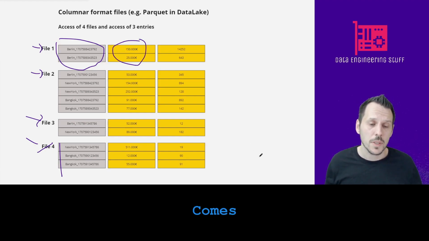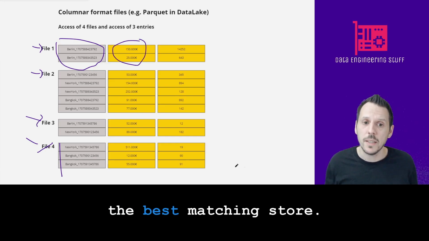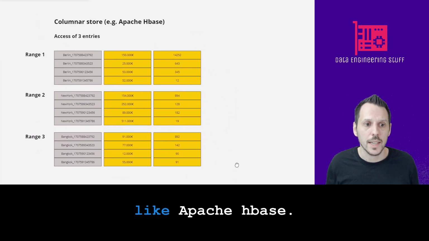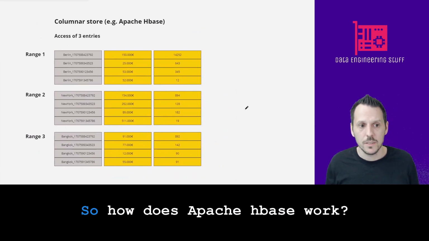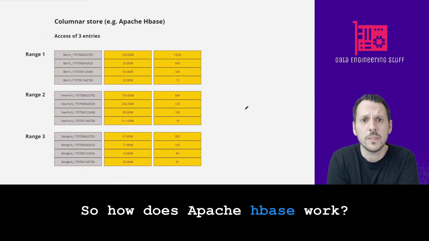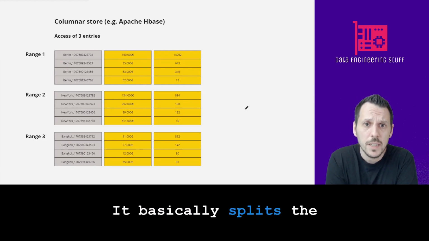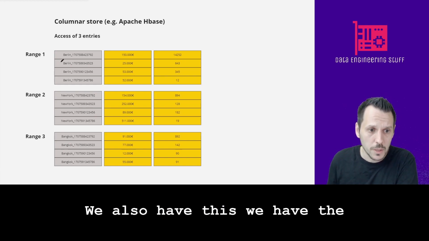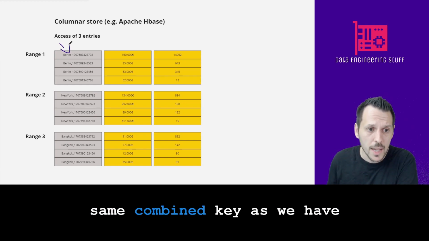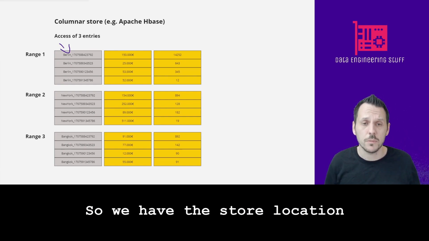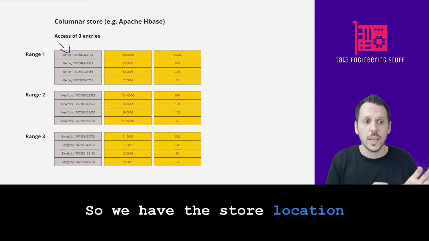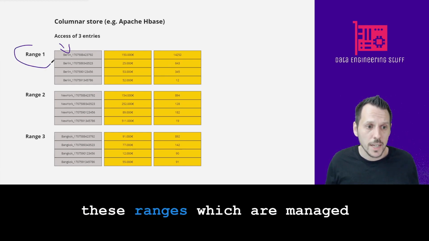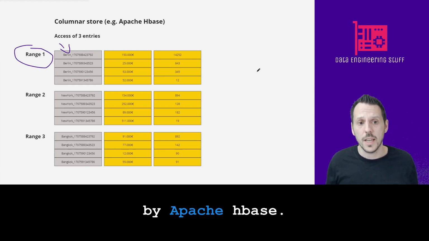So now comes the best matching store, and this is a columnar store like Apache HBase. So how does Apache HBase work? It basically splits the data set by the key. We have the same combined key as we have in the Parquet files. So we have the store location and the timestamp, and we have these ranges which are managed by Apache HBase.